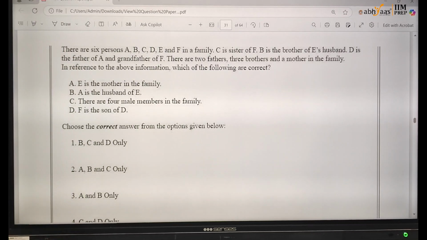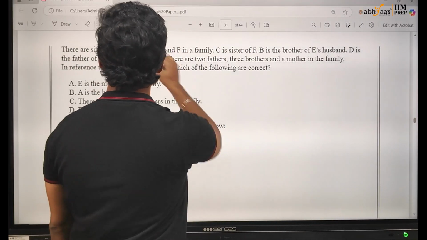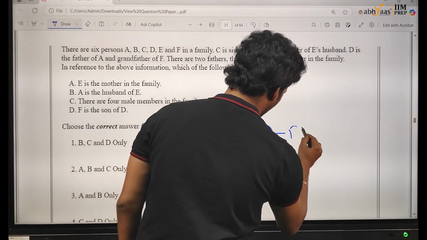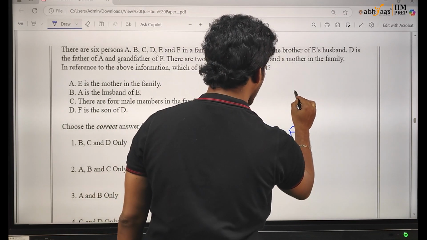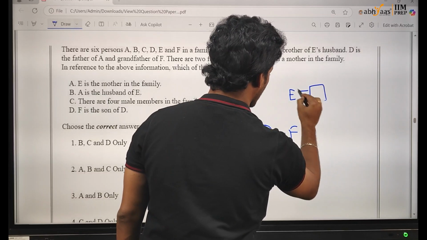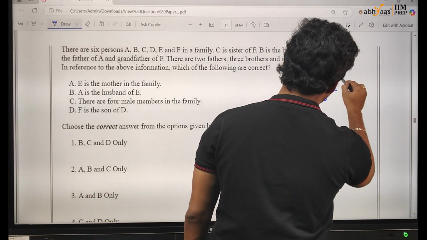Blood relations. There are 6 persons, A, B, C, D, E and F in a family. C is sister of F. Let's draw the family diagram. I don't know the gender of F. B is brother of E's husband. So E is a female, and B is brother of E's husband.